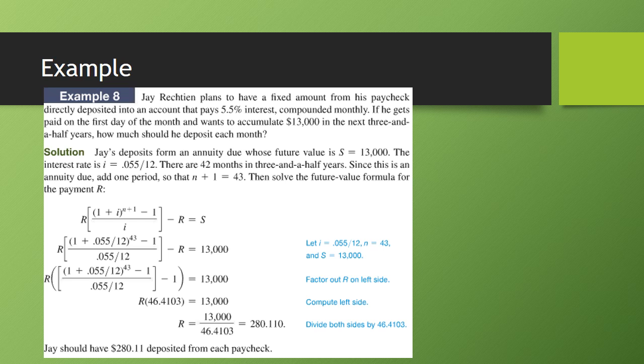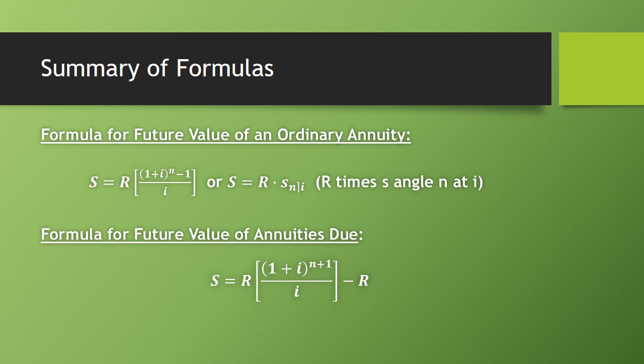Okay, and they've done a little bit of algebra here. They have factored out the R, which is common to both, and then just put the numbers into their calculator, and we get R times 46.4103 is 13,000. Do division, and you find out that he needs to deposit $280.11 from every paycheck.